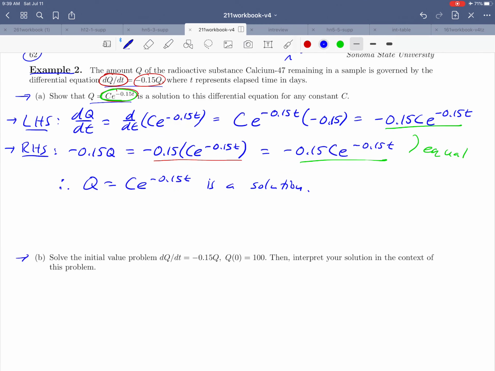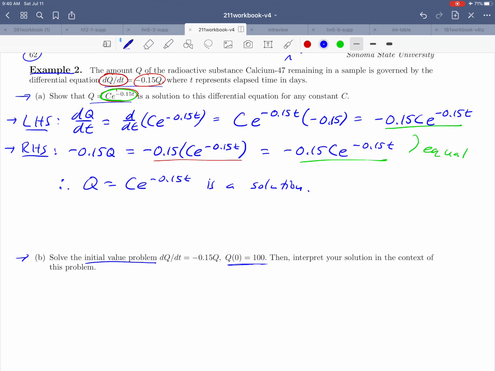So part B then asks us a type of question that I don't know that we've answered yet. This may very well be new. It would like us to solve the initial value problem, dQ/dt equals minus 0.15 Q together with Q of 0 equals 100. What do we mean when we say initial value problem? Well, that's just a fancy term for a differential equation together with an initial condition. So it's just a differential equation with one extra piece of information.